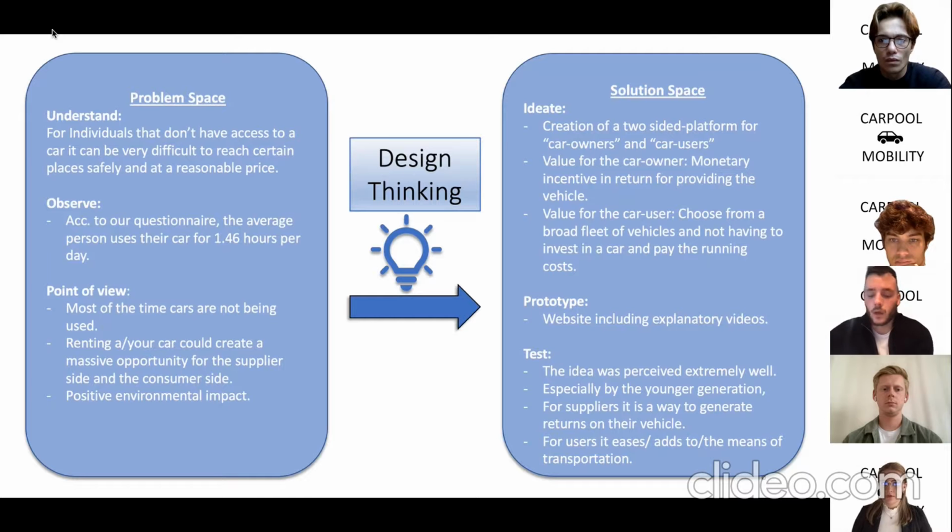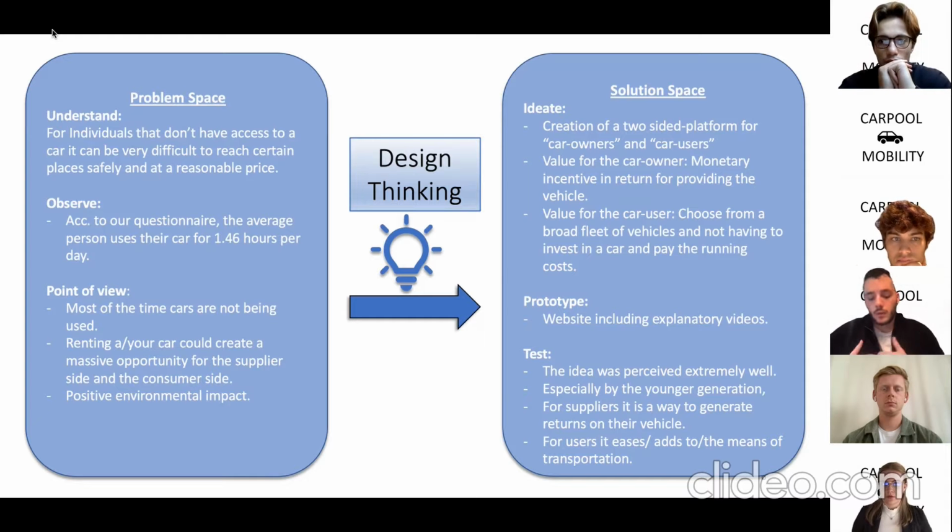And the value for the car owner is a monetary incentive in return for providing the vehicle, and the value for the car user side is created through being able to choose from a broad variety of vehicles and not having to invest in a car and having to pay the running costs.